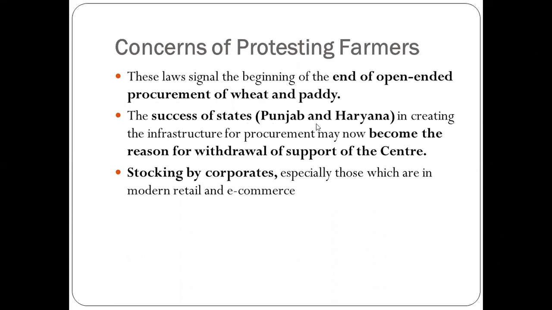The success of the states Punjab and Haryana in creating the infrastructure for procurement may now become the reason for withdrawal of support of the center. Means these two states want to make some improvement in the agriculture sector, and they do not want any support from the central government. Stocking by corporates, especially those in modern retail and e-commerce.